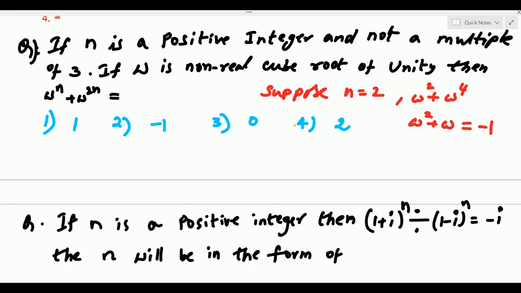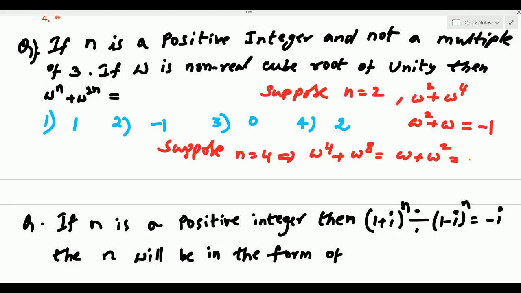So take n equal to 2, or let us take n equal to 4. Suppose n is equal to 4. This is how we check, by the trial and error method. If n is equal to 4, omega power n is omega power 4, plus omega power 2n is omega power 8. Omega power 4 we can write, and omega power 8 we can write as omega square. This is also equal to minus 1.